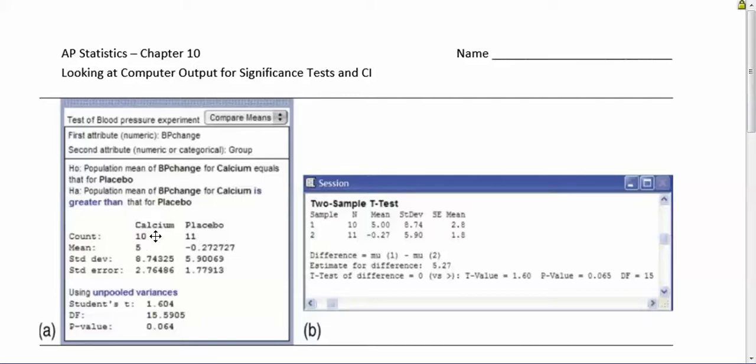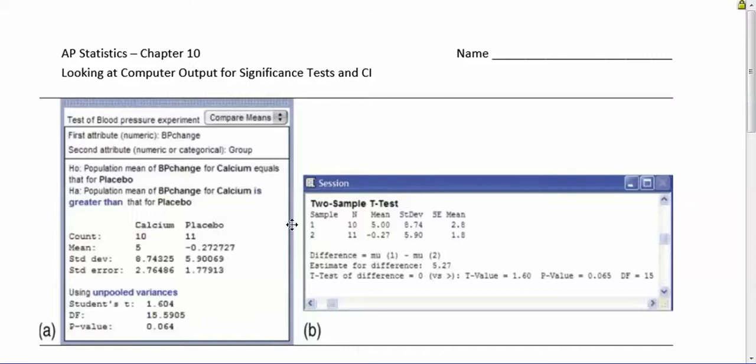Here we have the sample mean. So the sample mean for the calcium group was 5, and the sample standard deviation, and the standard error, which you guys know is going to be the sample standard deviation divided by the square root of the sample size, and that's where that comes from. For the placebo group, the mean was negative 0.27, the sample standard deviation, and the standard error also given. So the inferential statistics they've done comes down here on the bottom. The t-statistic they came up with was 1.604, and then they used degrees of freedom 15.5904 in order to get a p-value of about 0.064.